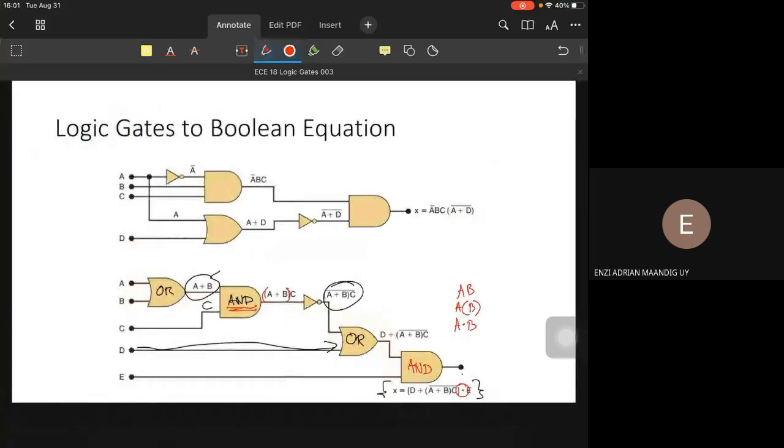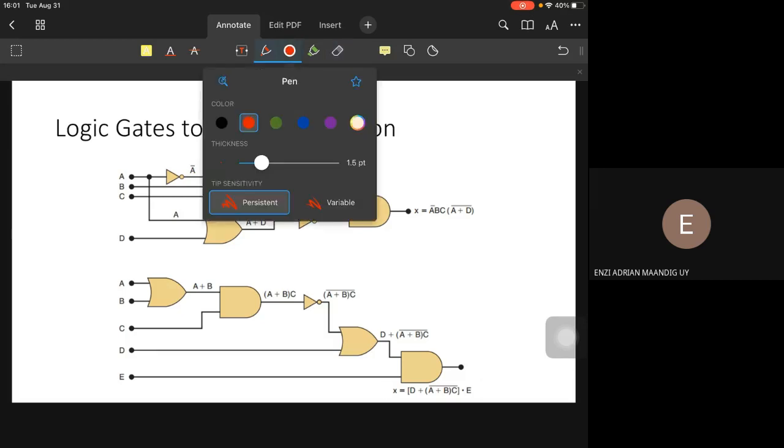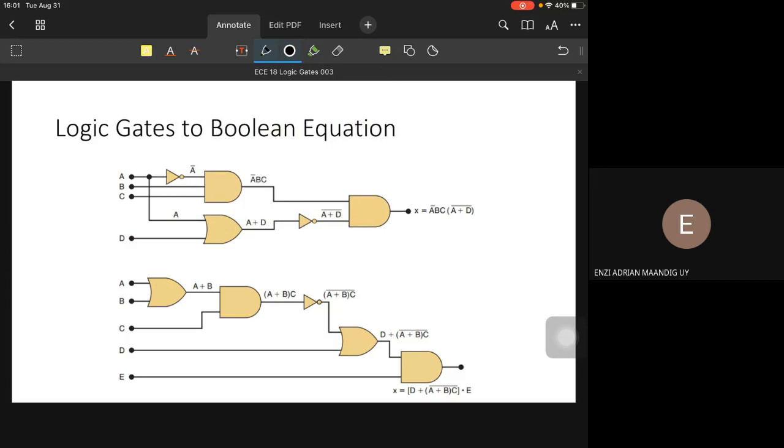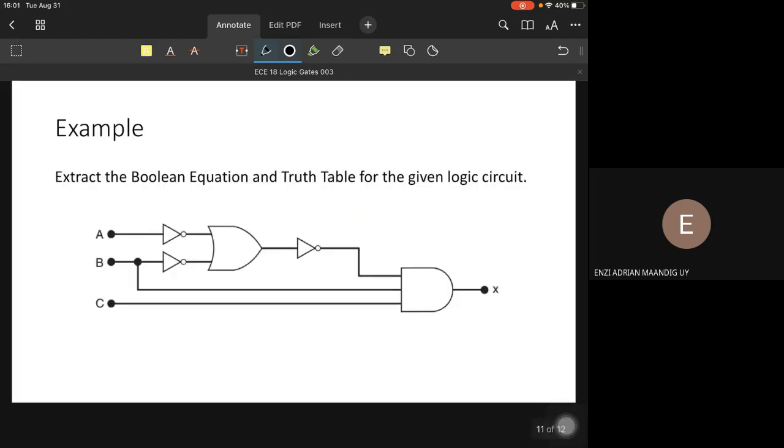Okay. So far, on the previous slide, any questions? Is it clear, or understandable so far? Now an example. There is no answer shown yet, so on your own, try to extract the equation for x given the digital circuit.